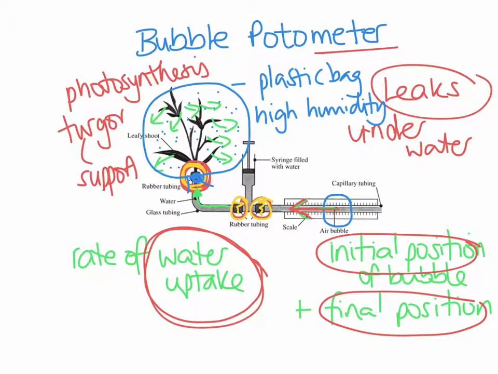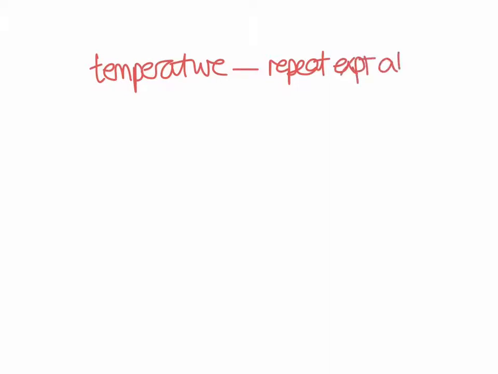Now, temperature is a factor. So to look at the effect of temperature, basically you would repeat the experiment, and in a laboratory you can change the temperatures. So you would just repeat the experiment at a range of temperatures.